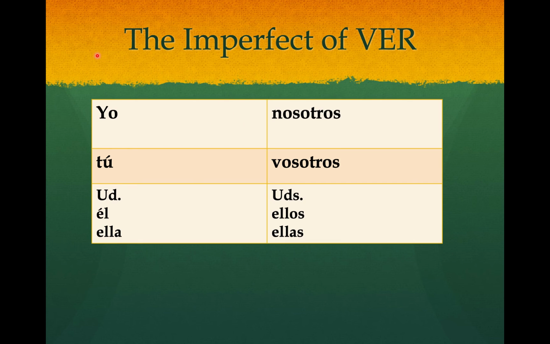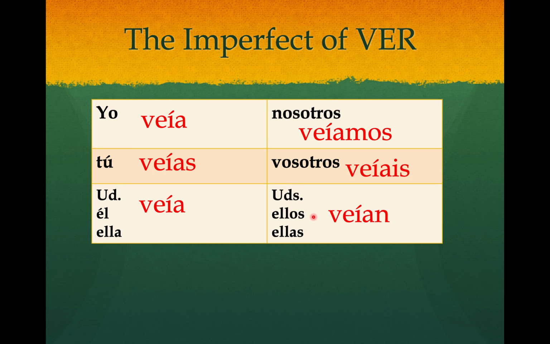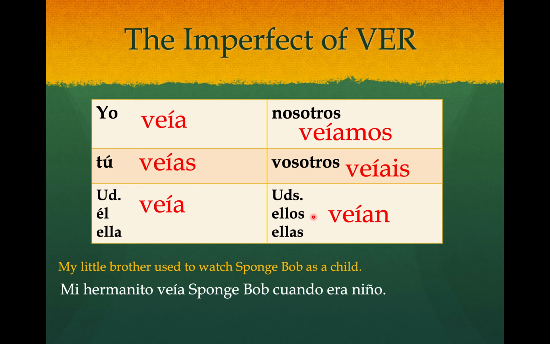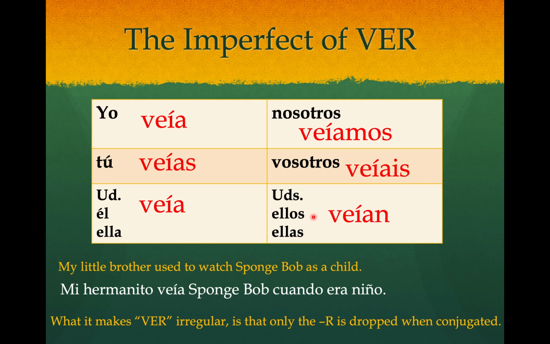And the last irregular verb is the imperfect of ver, to watch. And it's conjugated like this. Yo veía, tú veías, usted, él, ella veía, nosotros veíamos, vosotros veíais, and ustedes, ellos, ellas veían. My little brother used to watch SpongeBob as a child. Mi hermanito veía SpongeBob cuando era niño. If you pay close attention, you see why the imperfect of ver is irregular. Because when we conjugate it, we don't drop the ER, we only drop the R.